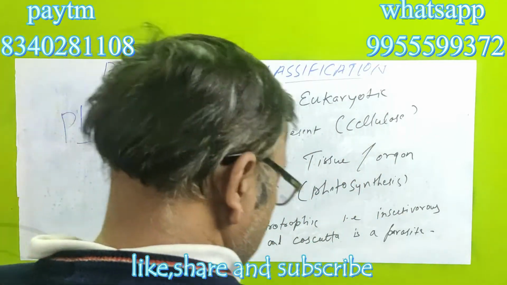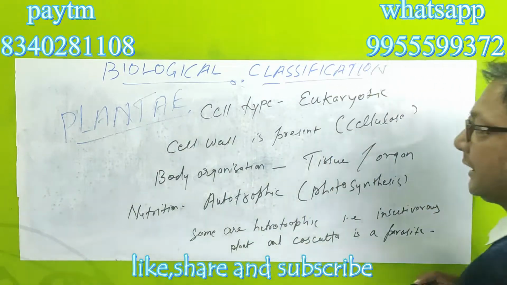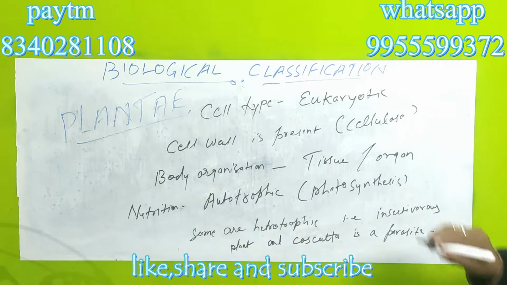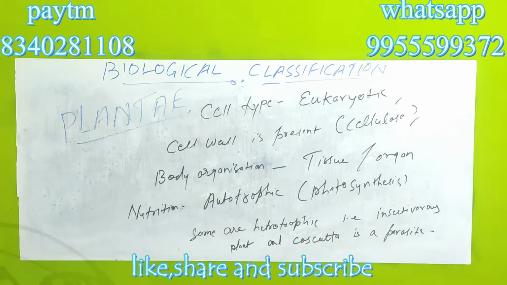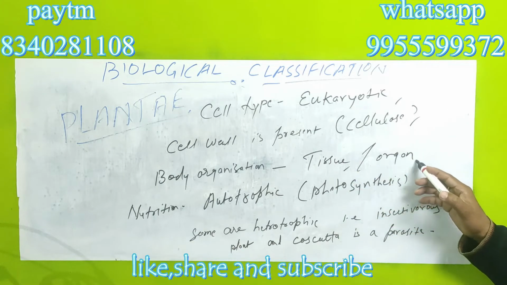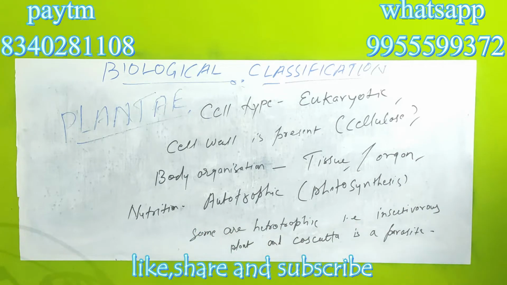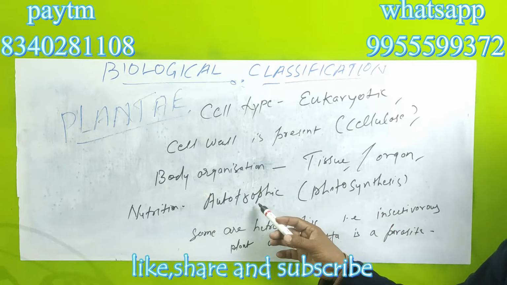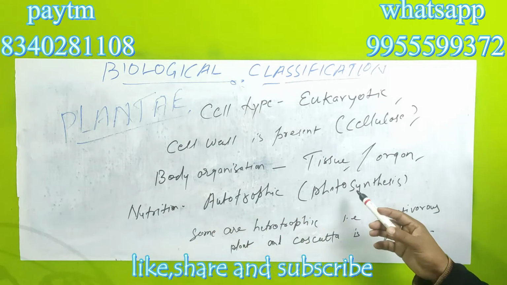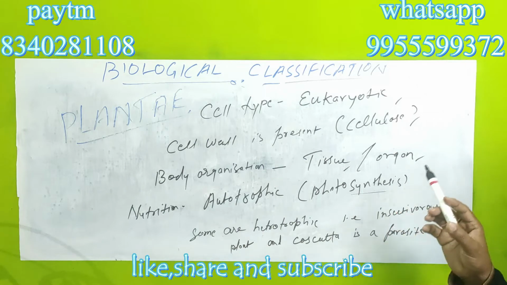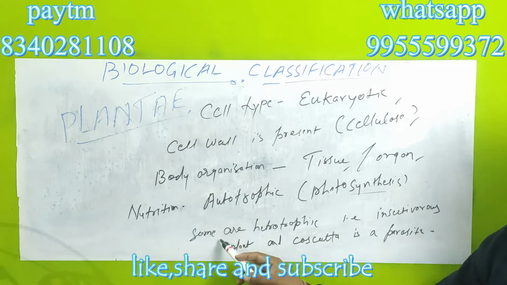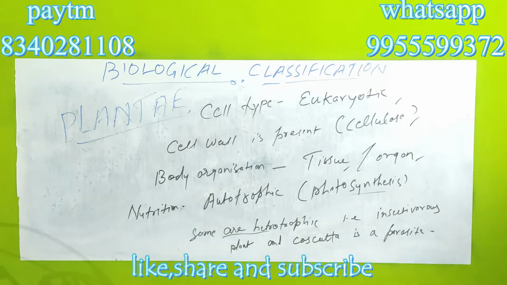So in Plantae, the characters we can discuss here: cell type is eukaryotic. Cell wall is present, having cellulose. Body organization is tissue and then organ, and the nutrition is autotrophic. That plant makes its own food through photosynthesis. But some are also heterotrophic, that is insectivorous plants, and Cuscuta, that are parasitic.